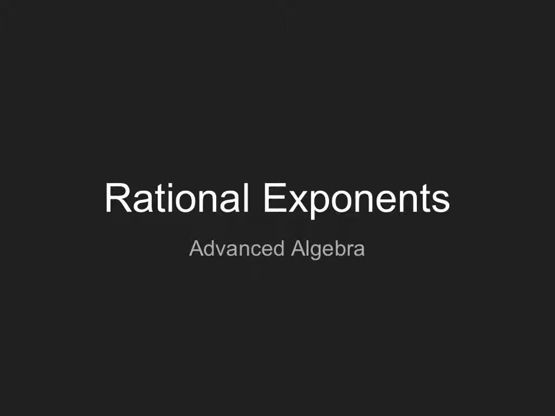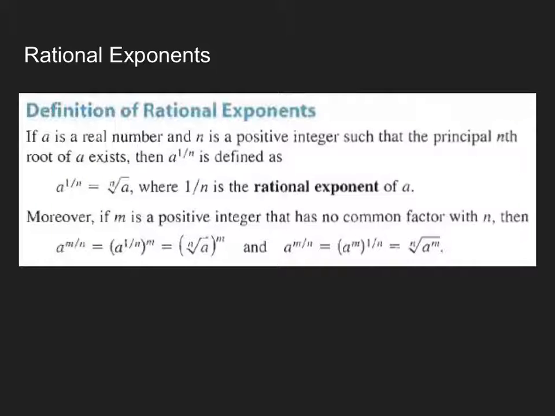In this video, we will explore rational exponents. A rational exponent is defined as the following. If a is a real number and n is a positive integer such that the principal nth root of a exists, then a to the 1 over n is equal to the nth root of a, where 1 over n is the rational exponent of a.